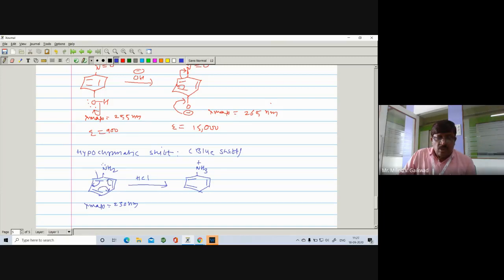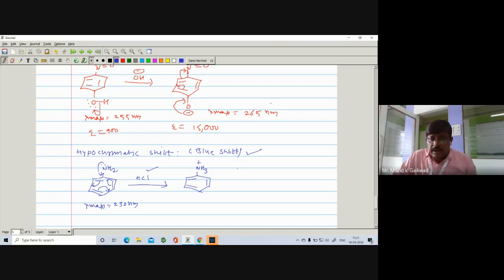As this shifts here, the lone pair is involved in delocalization. In aniline, the lone pair is involved in delocalization and the length of conjugation is increased. But when you carry out its spectra in the presence of HCl, there is formation of a salt. Now there is no lone pair, no delocalization. The length of conjugation decreases, and this is called a blue shift.